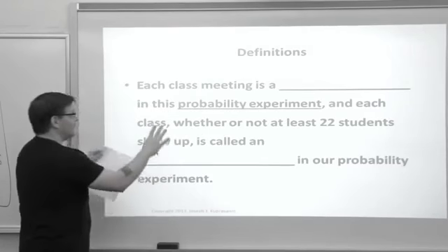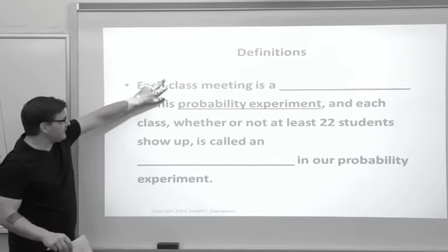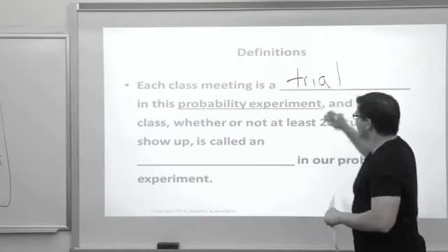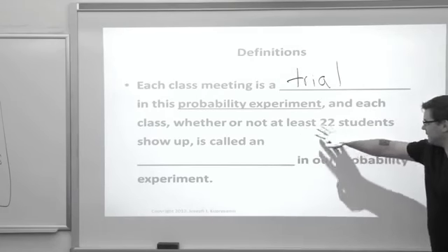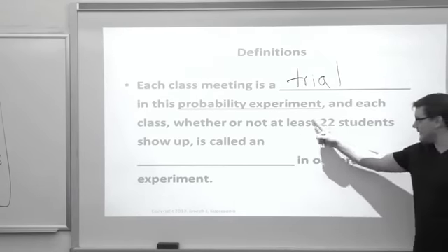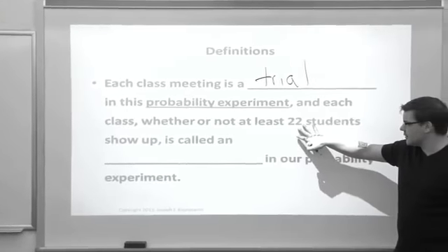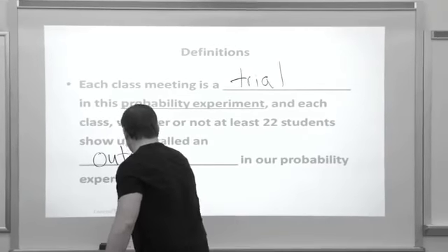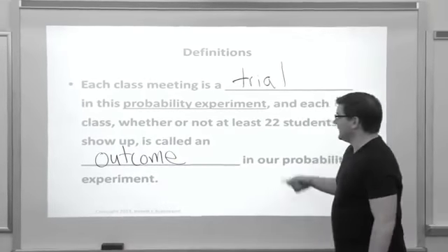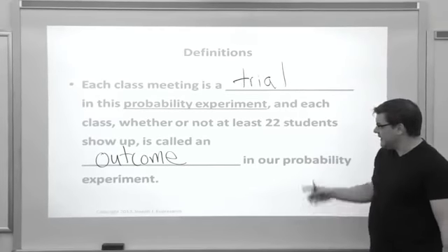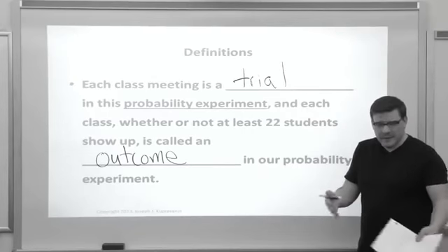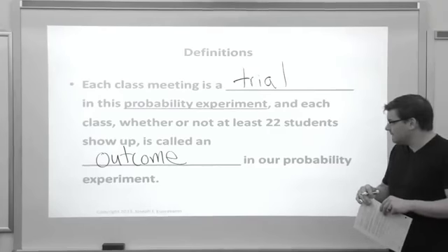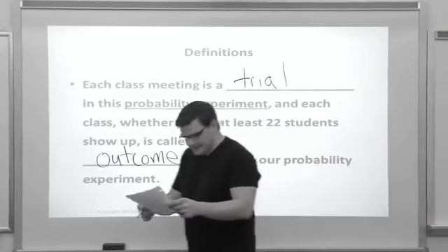Lots of definitions in probability. So every time we have class, a Math 127 class, this will be called a trial in the probability experiment. And for each class, let's say for tomorrow's class, whether or not we had at least 22 students show up would be called an outcome in our probability experiment. So every class will be a trial, and we can repeat that. And there'll be outcomes, right? Whether or not our event was met. 22 students showed up, or maybe fewer than 22 students showed up.